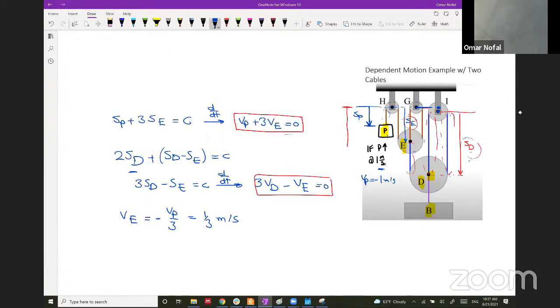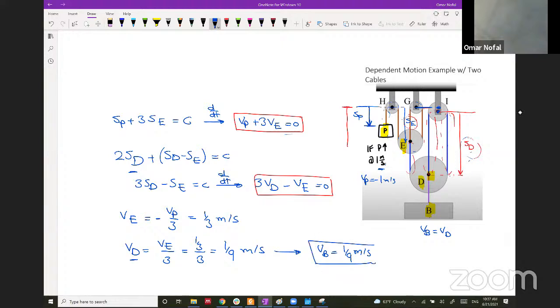And if I want to get the VD, which is equal to the VB, so VD based on this equation will equal VE over 3. So it will be 1/3 over 3 gives you 1 over 9 meter per second, because VB is equal to VD. So this is how I solve the problem, just like small error here. This should be at this location so we can measure from the same fixed axes.